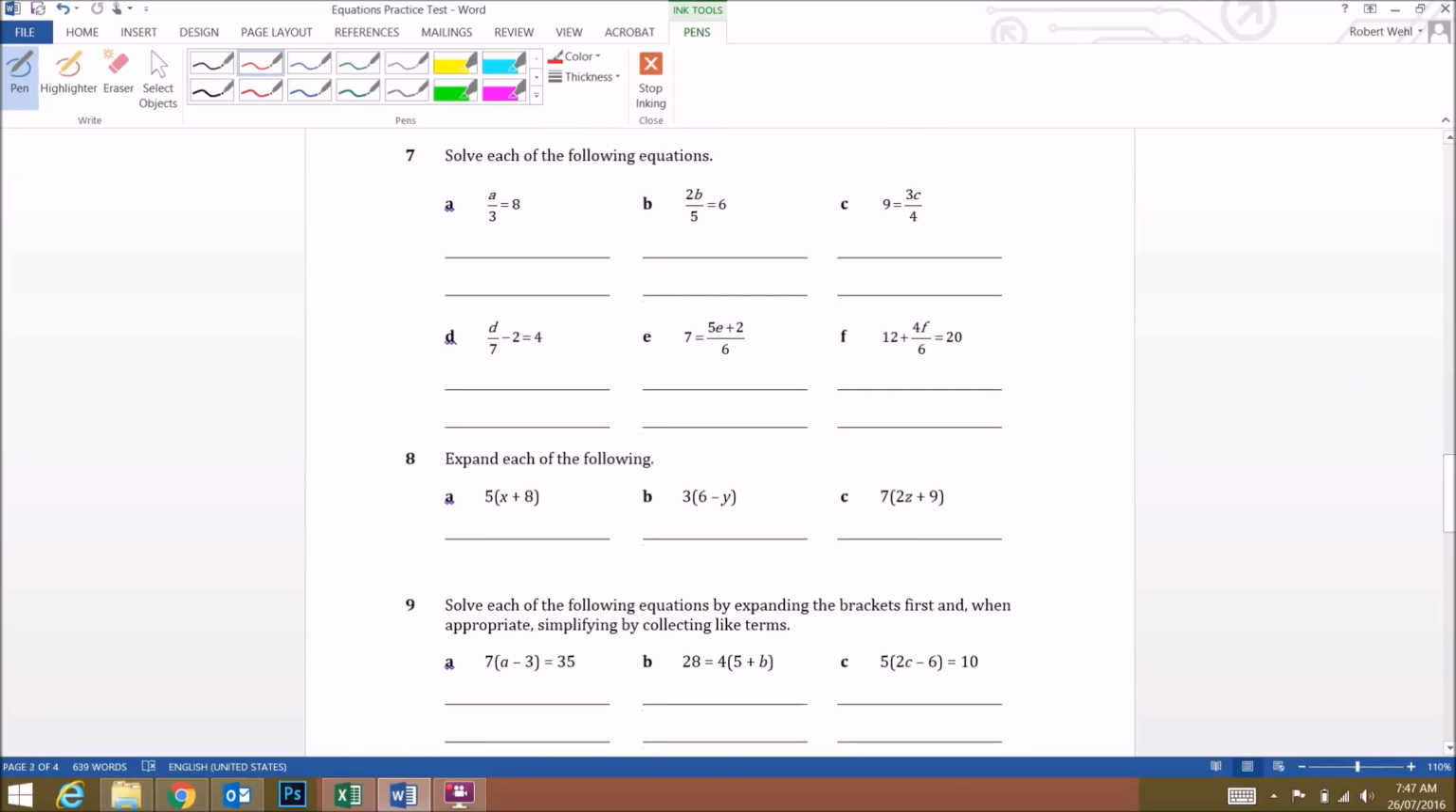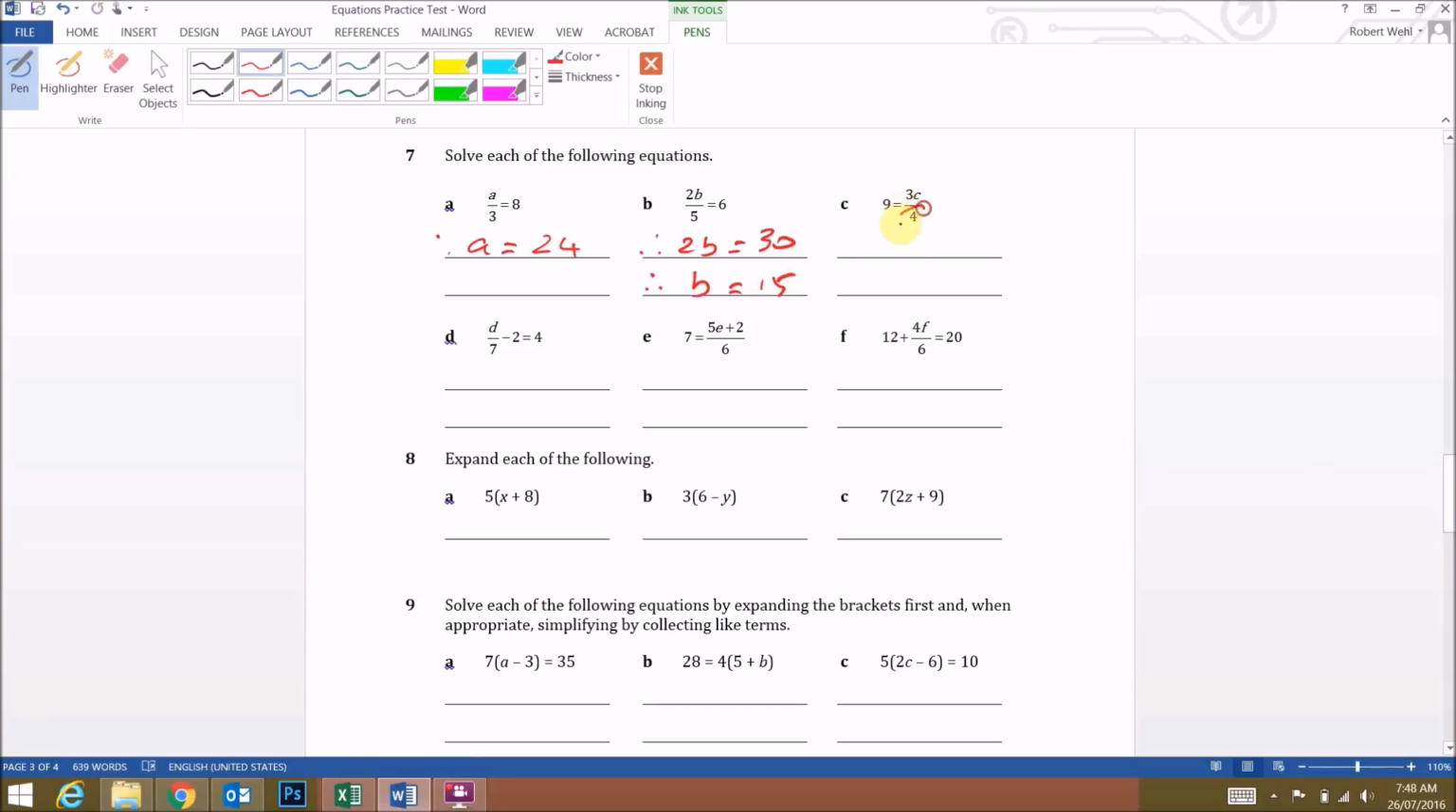These ones, once again, I need to solve algebraically. It's more of the same type of question. So I need to multiply both sides by 3 in this one. In this one here, the first step is I need to multiply both sides by 5. And now I need to divide both sides by 2.